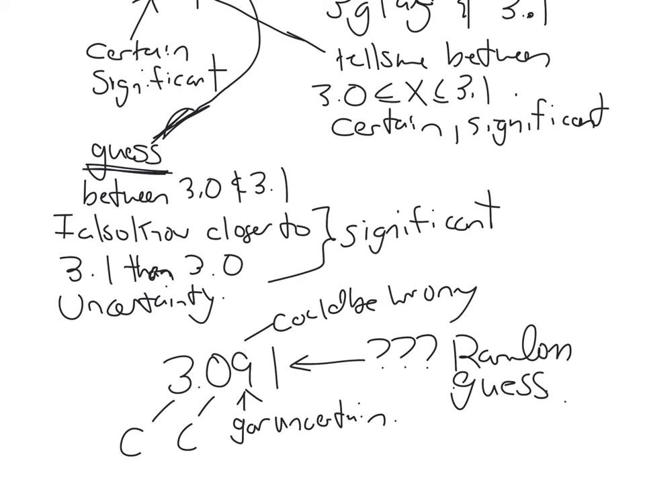The 3 is for sure, the 0 is for sure, the 9 is a guess to try to tell us something about where this is closer to. The 1 here serves no purpose. It is a random guess.